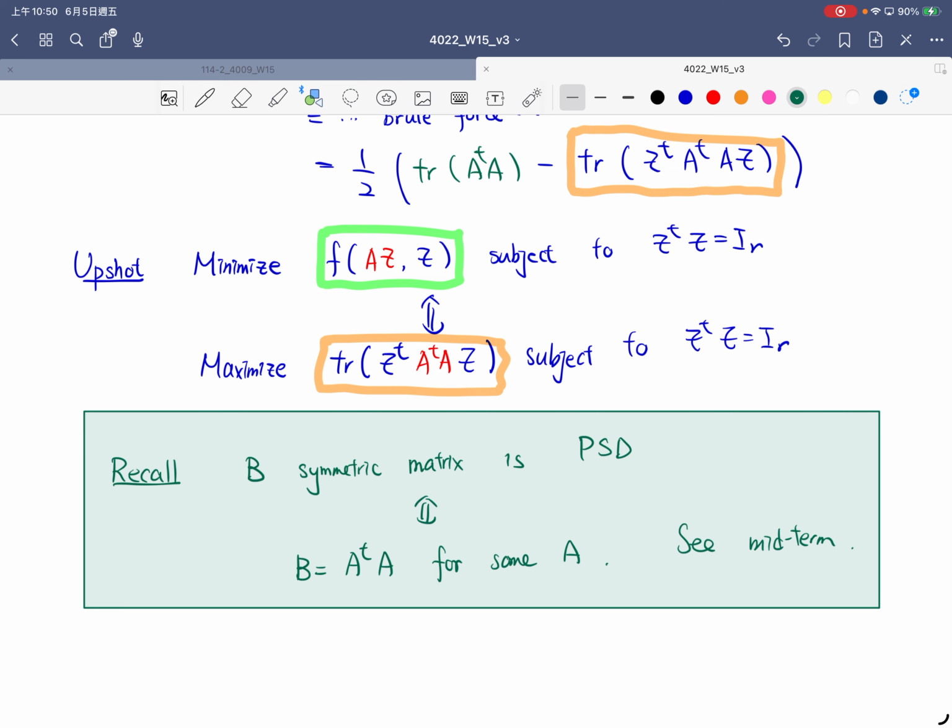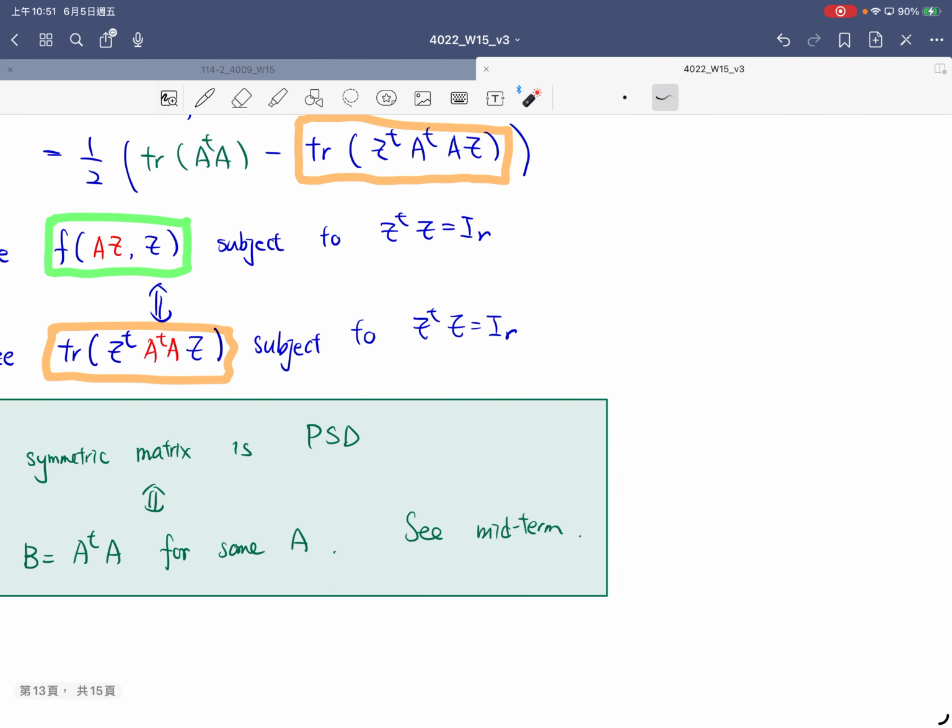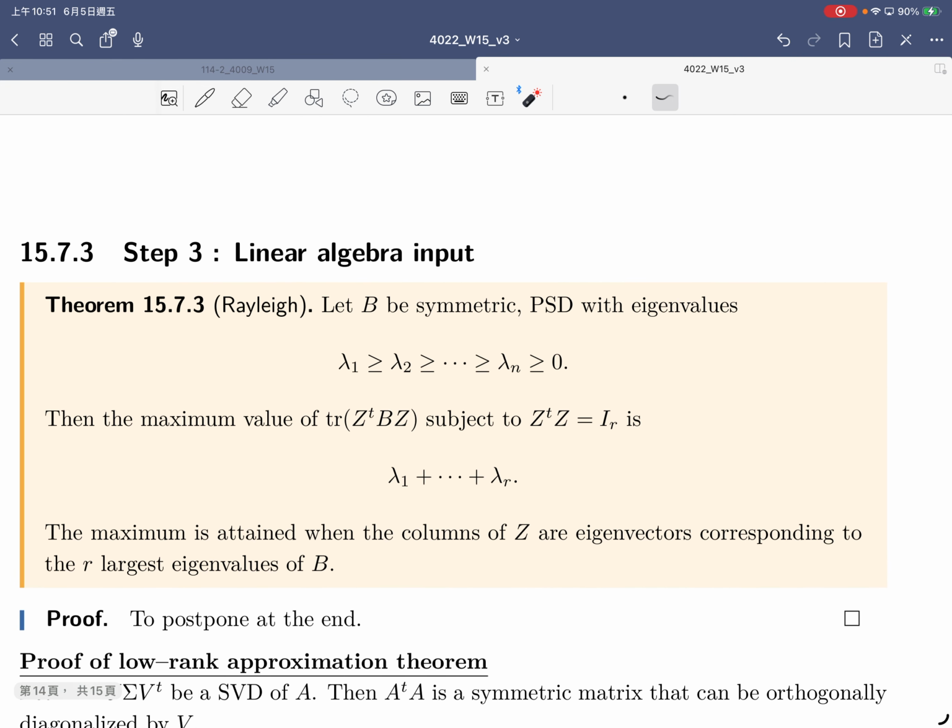So in other words, now we transform the original question about minimizing the objective function into maximizing the trace of Z transpose B Z, where B is a positive semi-definite matrix, subject to certain constraints. And it turns out this is a solved question, a very classical result. So let me just cite it. The proof is also not very difficult. So this is where linear algebra will come in, because I don't know how to prove this by using calculus, to be honest.